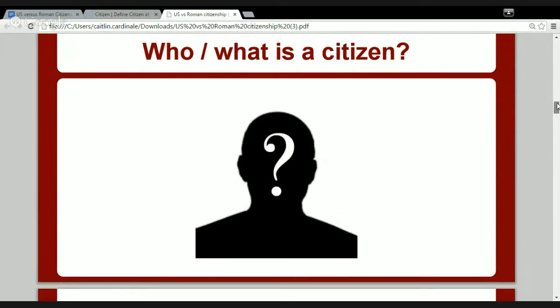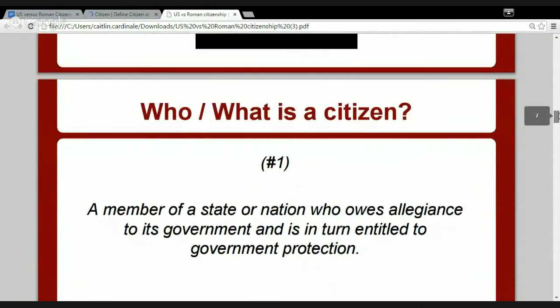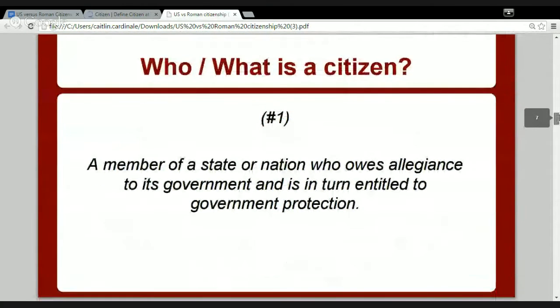Now, it's your job to put that definition into your own words, something that you are going to remember. And hopefully it goes something along the lines of a member of a state or nation who owes allegiance to its government and is in turn entitled to government protection, which again is that example from dictionary.com. If you're having a really hard time coming up with your own definition, you can always cite this definition by giving credit to dictionary.com. You can put it in quotations.